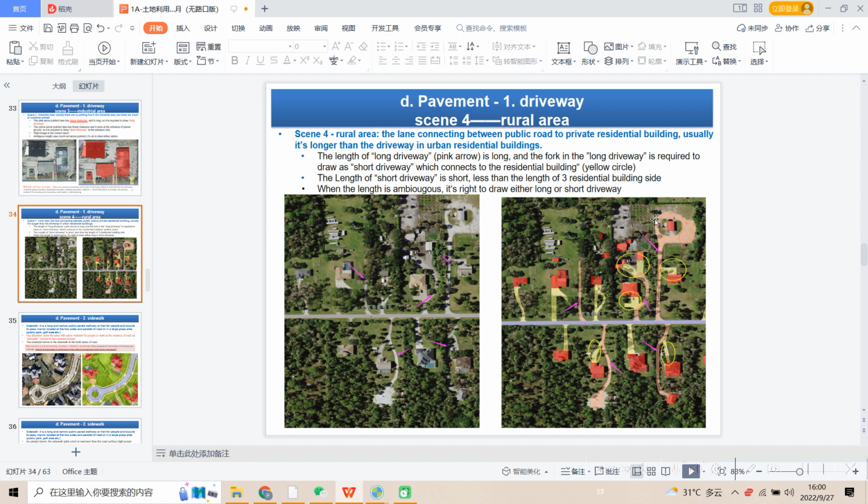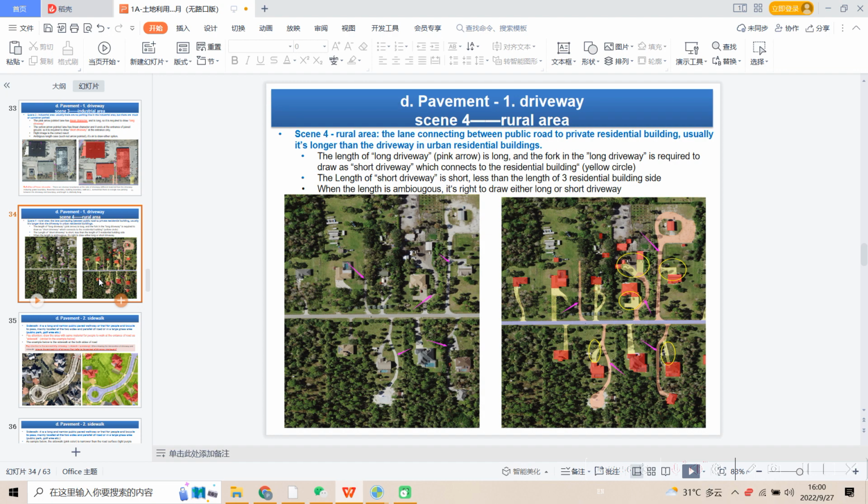All right, and this one, because we don't have a fork here, so in this example, we don't draw as short driveway. Right? Whenever there's a fork, we need to draw this as a short driveway connecting to the building. But when there's no fork, it's just a single line of the long driveway, then don't draw a short driveway on top of it. So that's basically everything about the driveway.